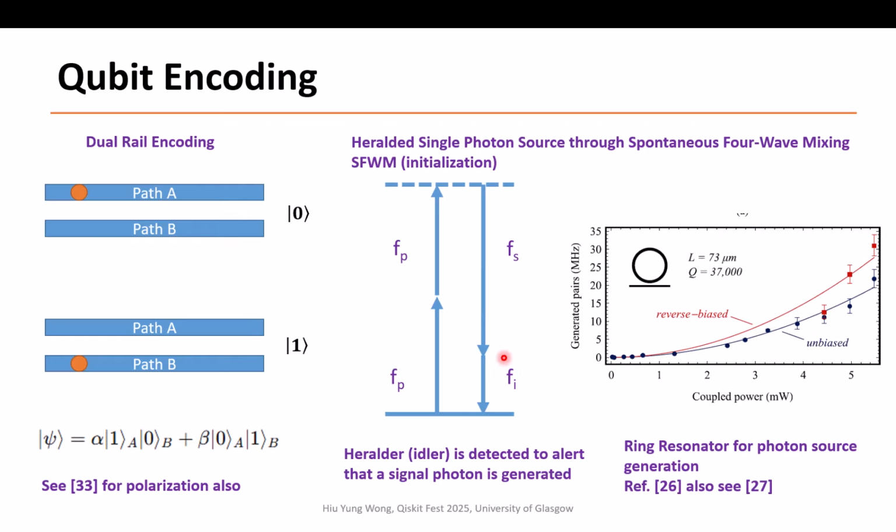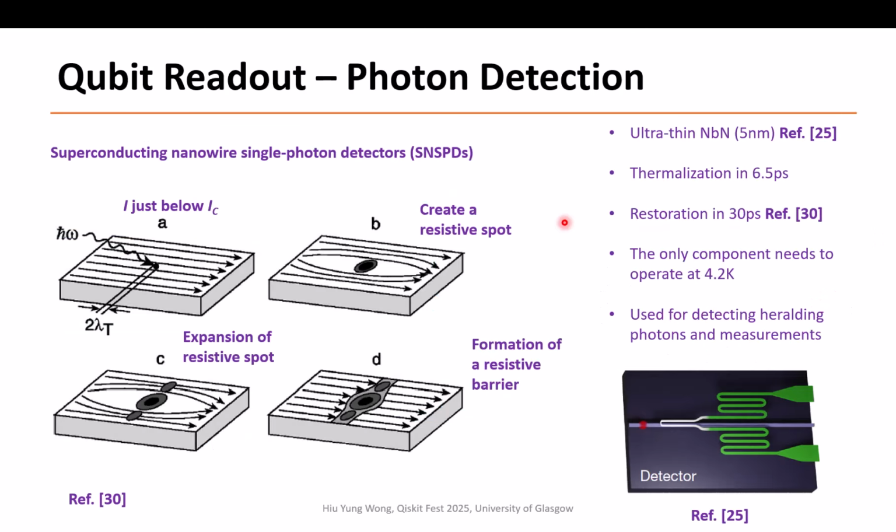Why? Because generation is probabilistic, it's statistics. You actually don't know when a photon will be generated. If I try different power, then I have a higher generation rate, but it is not deterministic. The heralding photon works like this: once you measure that a heralded photon is generated, you know you have a signal photon coming out in another path. Then you will start doing the quantum computation. Okay, so this is just to let you know the difficulty in terms of generation.